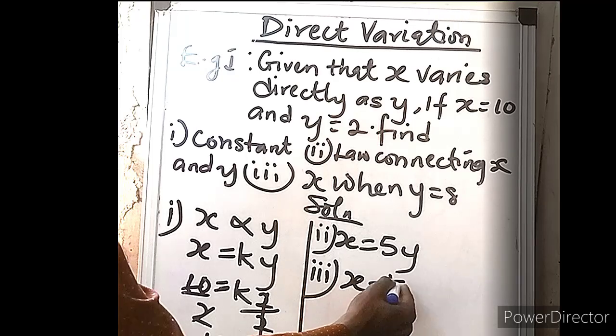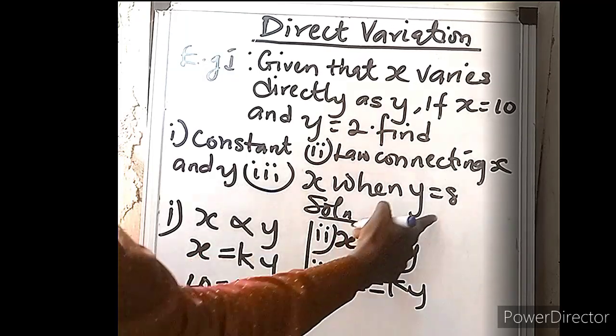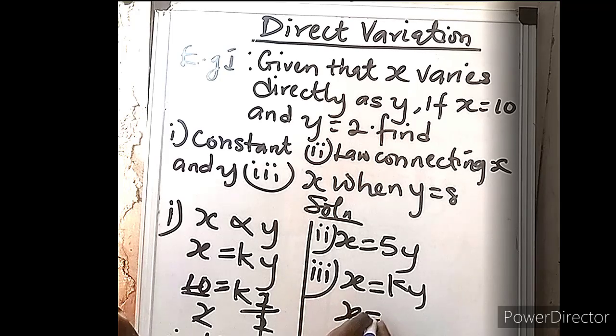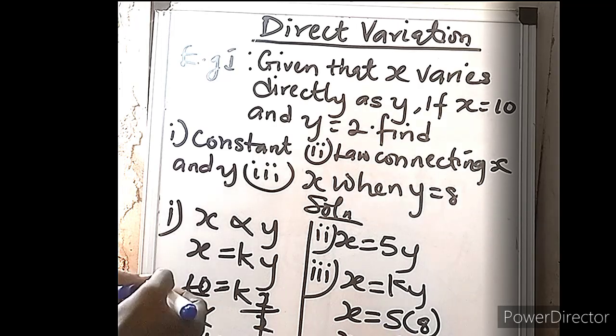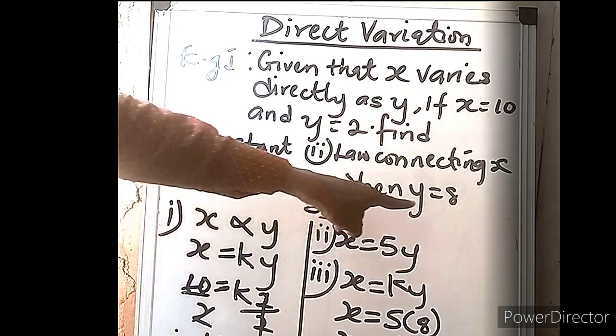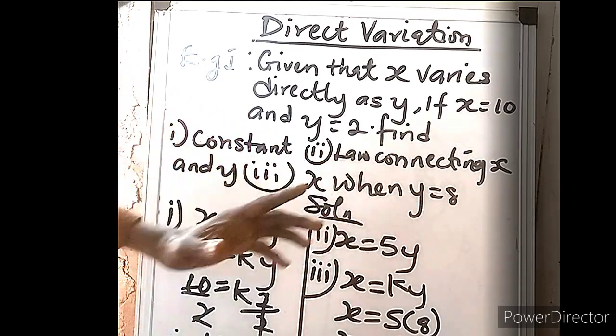S equals ky. What is x? S is not given. Y is 8. So we say S equals k times y. What is k? We know that the constant is 5, times y which is 8. Therefore S equals 40. So what we are trying to say now is that when y increased to 8, S has increased to 40.